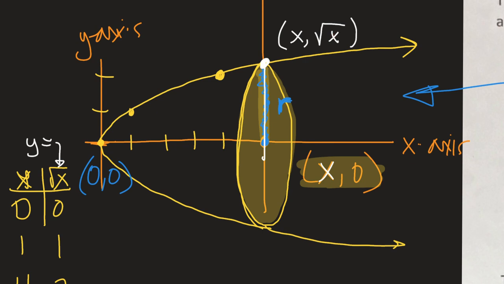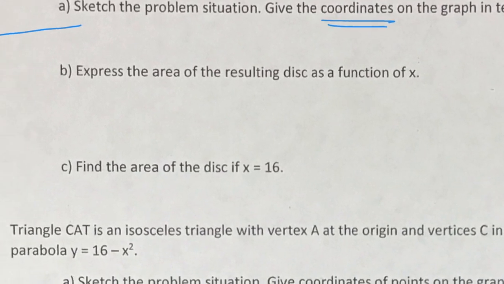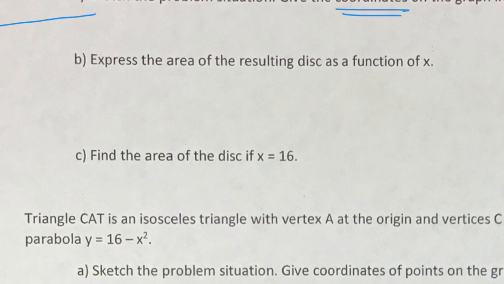But we don't know a specific x value yet for our problem, which is why we leave it written like that, right? A more confusing, complicated kind of way. So there's your coordinates. Express the area of the resulting disk. Okay, so we know that the area is a circle. So the area is the formula for a circle, which is pi radius squared.